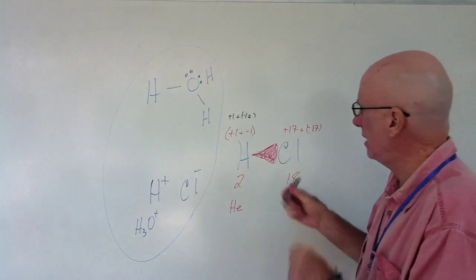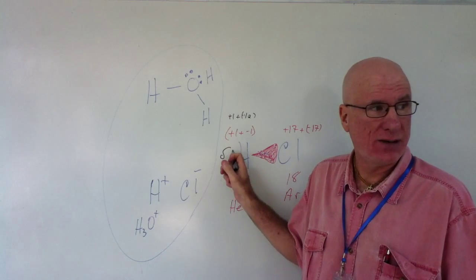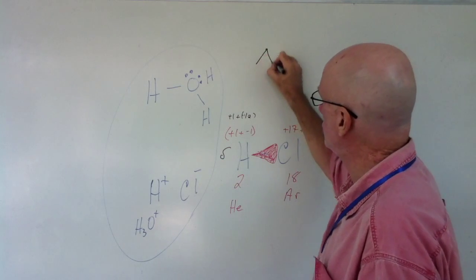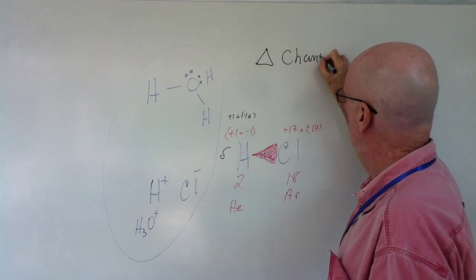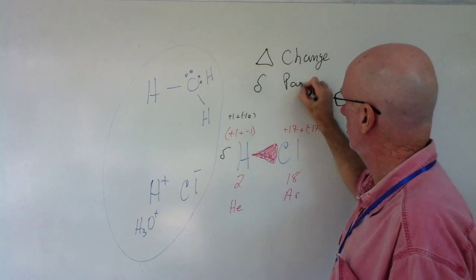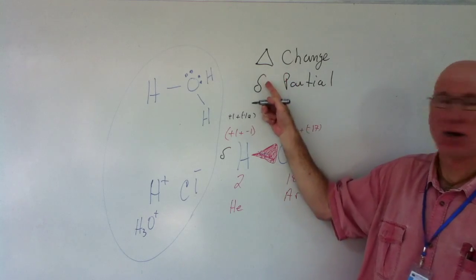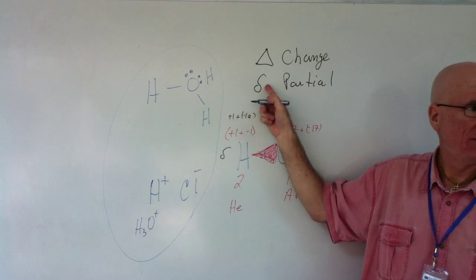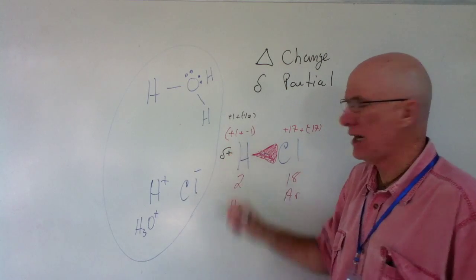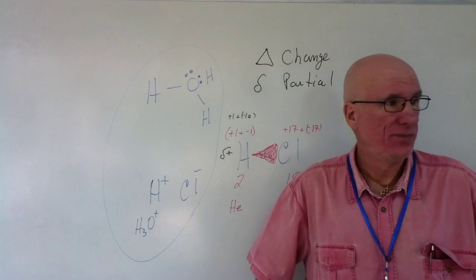So do you see that we could say that this side gets a partial, Greek letter delta? This means change. That's capital delta. Lowercase delta means partial. Uppercase delta, lowercase delta, yes? Lowercase means partial, so we can say it has a partial positive charge. Can we say that? Does anybody have a hard time with that?